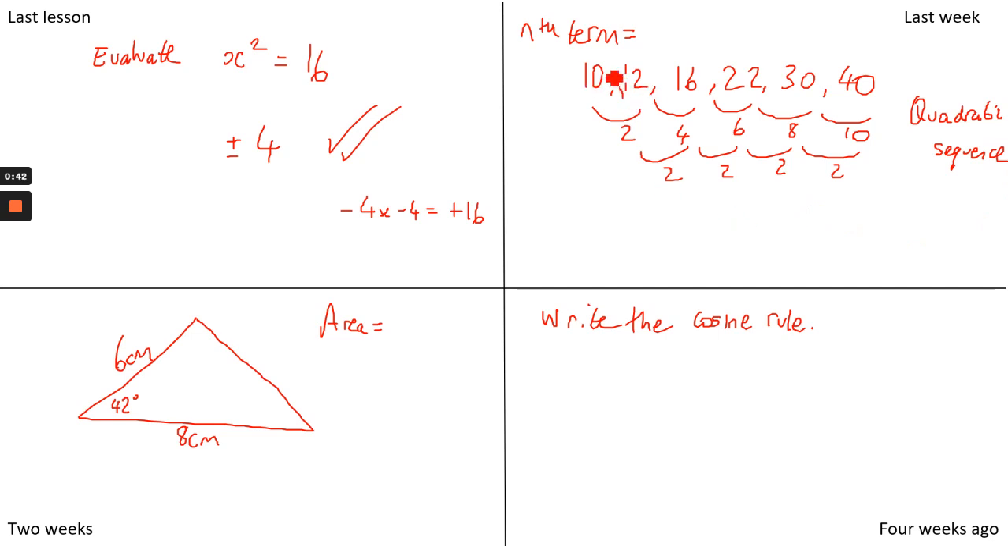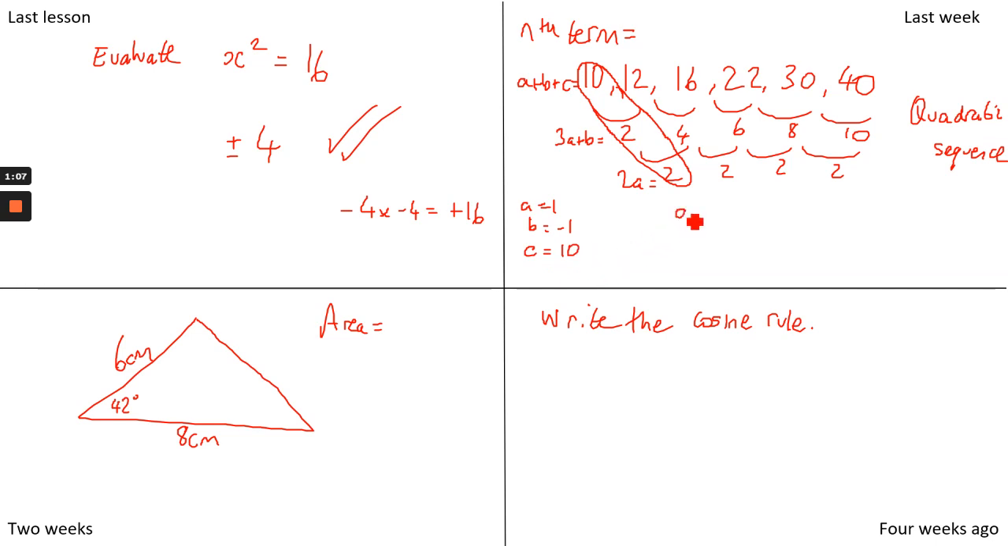Now, in order to work out the nth term of a quadratic sequence, you want to look at the three terms on the left. So we've got 2a is equal to 2, 3a plus b is equal to 2, and a add b add c is equal to 10. So if 2a is 2, a is equal to 1. 3 lots of 1 is 3, so b must be negative 1. So therefore c must be 10.